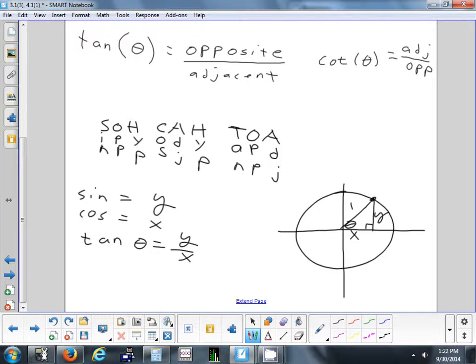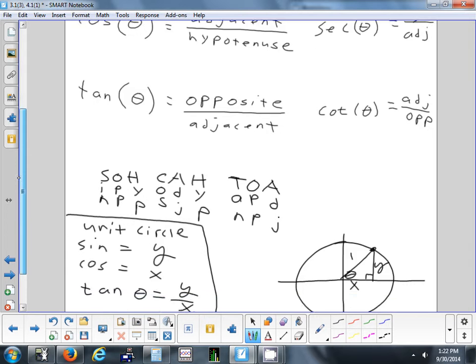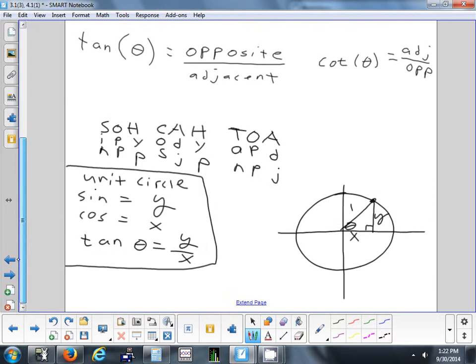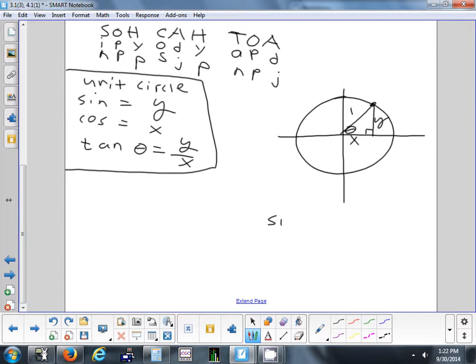So these were our unit circle definitions. Okay, let's use our new definitions and see what happens. It says sine is opposite divided by hypotenuse. What's the side opposite theta? Y. Divided by, what's the hypotenuse? 1. So it's exactly the same as what we had before.